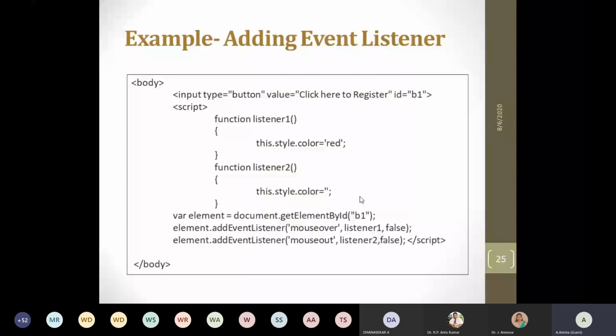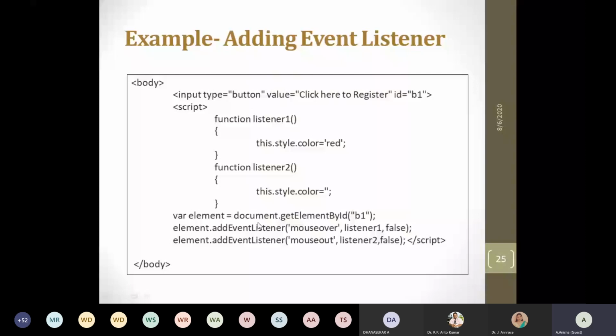So here I have a button element, and I'm going to add 2 event listeners to this button element. So to access or to manipulate an element dynamically, what you have to do? First, I have to identify that element. So I have identified the button element using the getElementById method.